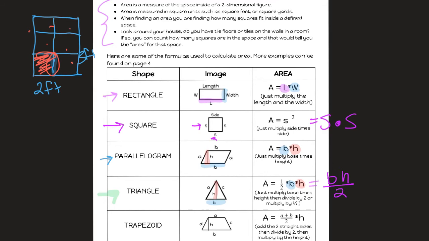And then for a trapezoid, it has 2 parallel lines here. Okay, so those will never cross each other. And those are going to be A and B. So the area of a trapezoid is this A plus B. We'll start with A. So here's A plus B, those divided by 2, then whatever that number is times the height. Okay? So let's do a couple examples together.